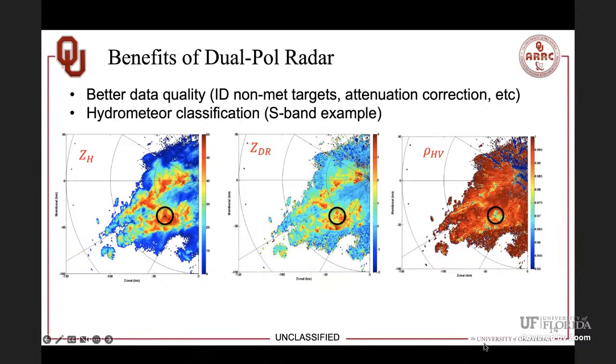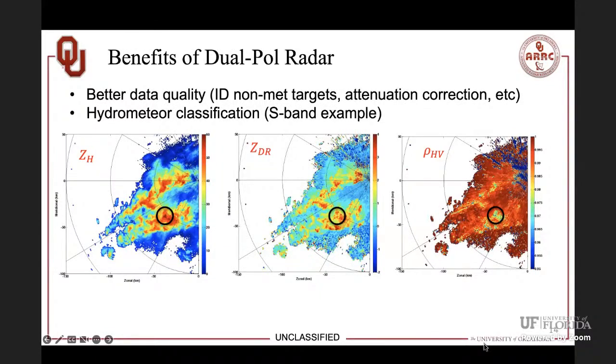The first one is that by sending out these two different polarizations, like I just briefly mentioned, you get some information on the different shapes of your targets or hydrometeors. You can even go deeper than that. You are able to do data quality control and also do hydrometeor classification.